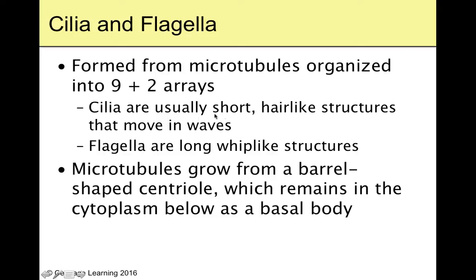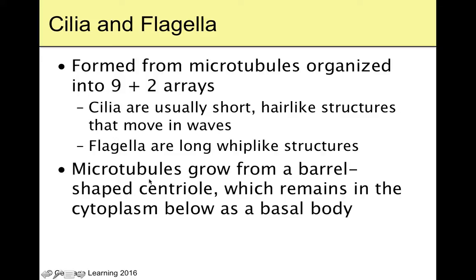And the cilia are generally short little structures that kind of do the wave, and they can move fluid around, and they can move all sorts of things, eggs down fallopian tubes, mucus up throats, that kind of stuff. And then flagella are long whip-like tails that you might find on sperm cells, for example, or bacteria, and those long whip-like tails are going to rotate, and they're going to move the cell around.